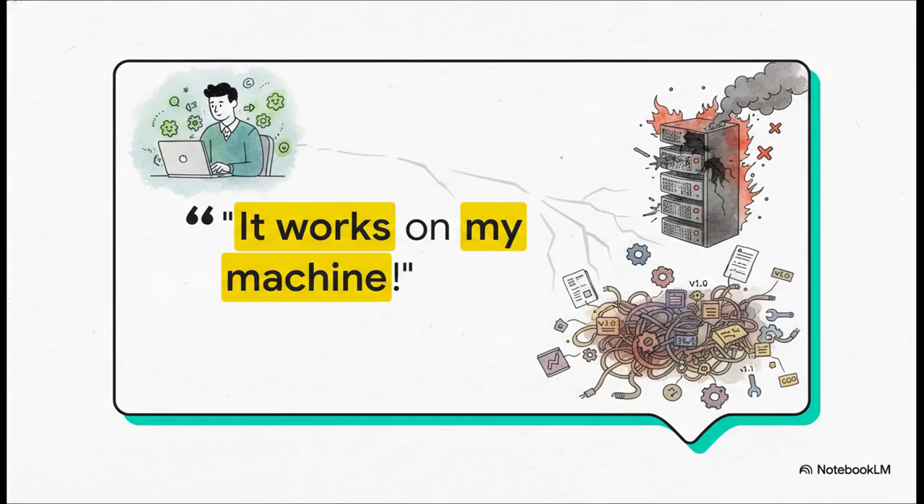So why does this happen? Well, it's because the environments are totally different. The developer's machine has one version of a library, the server has another. Maybe there's a configuration file that's slightly off. It created this massive, unpredictable headache that made shipping software a total nightmare.